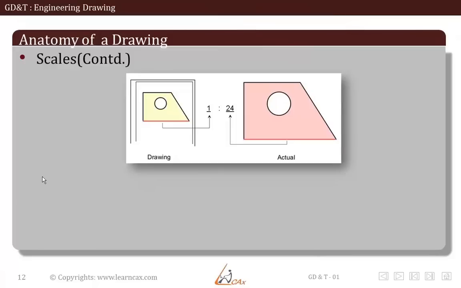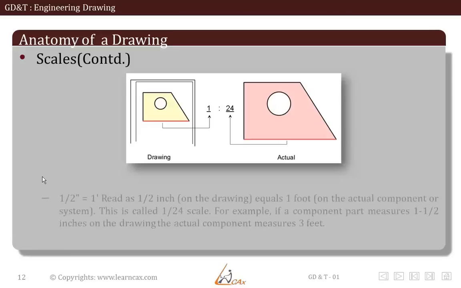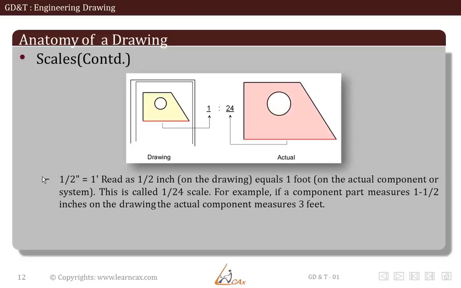So let us see an example of it. Here we have a scale of 1:24. What it means is the drawing's 1 unit of length on the sketch means 24 units on the real part. Half inch equals 1 foot. It reads like half inch on the drawing equals 1 foot on the actual component. This is called 1/24 scale.